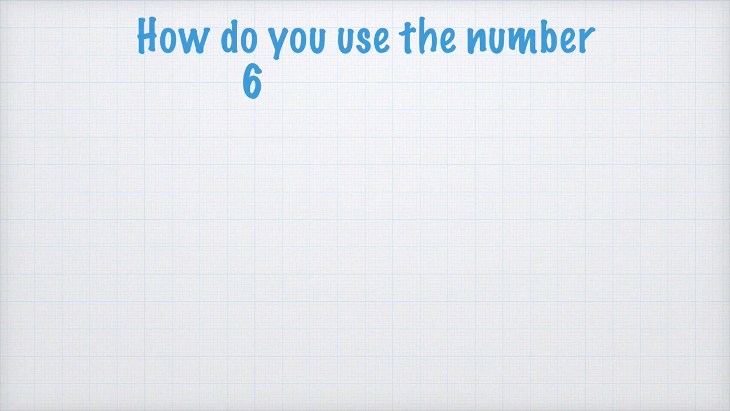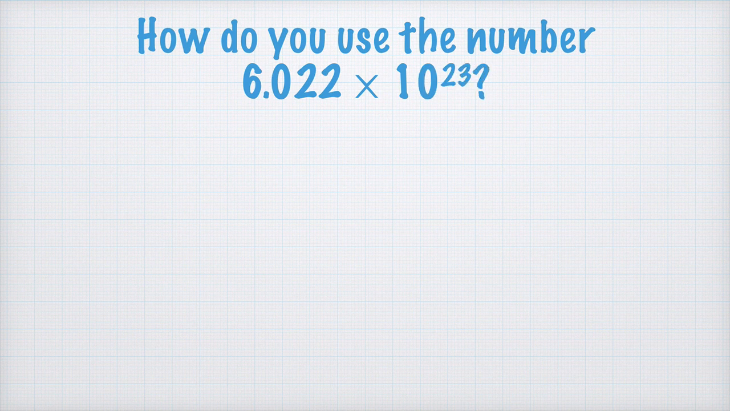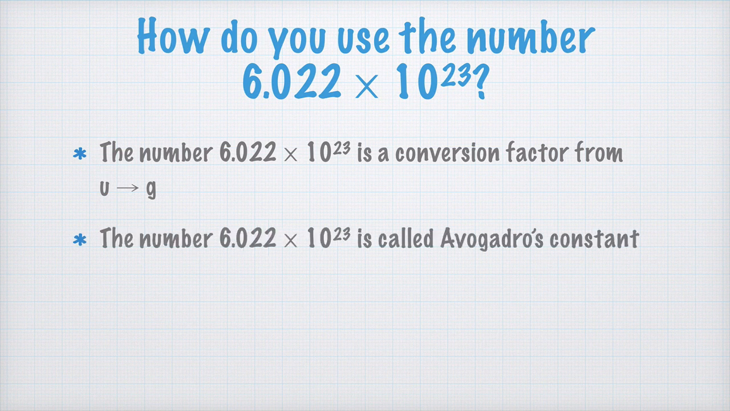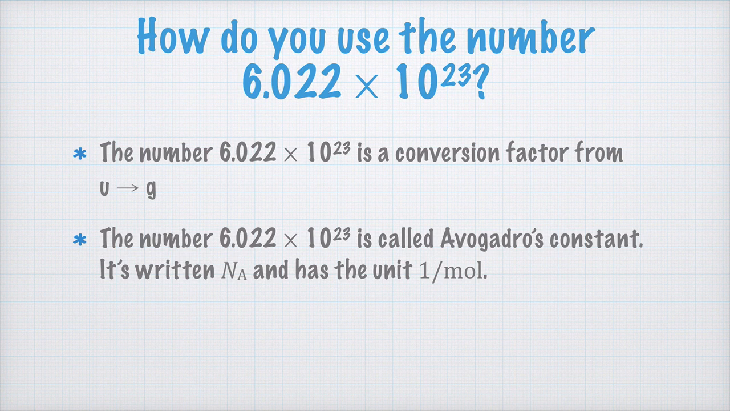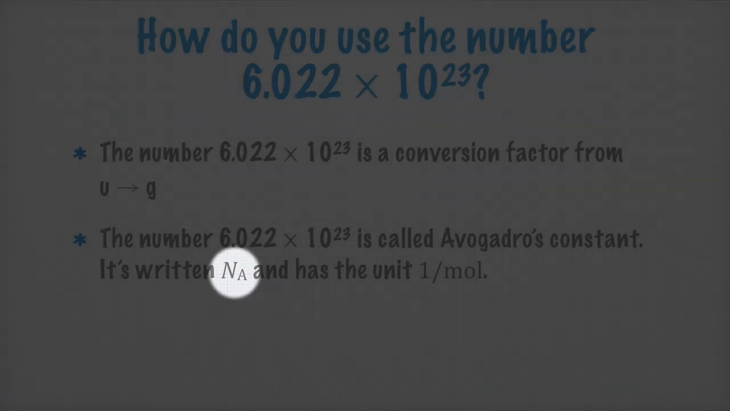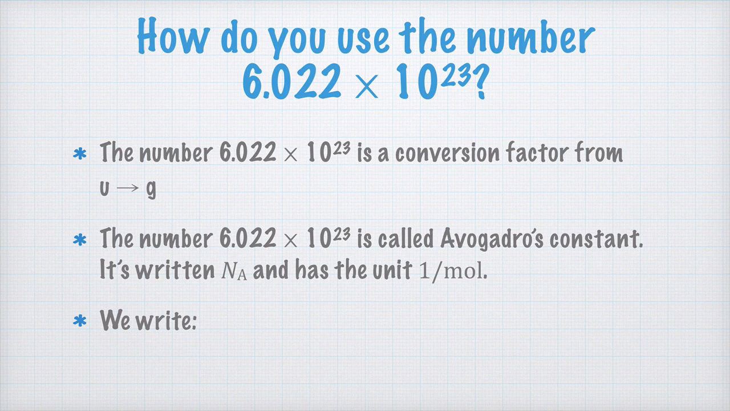So, how do you use the number 6.022 times 10 to the 23? Well, you can view it as a kind of conversion factor from atomic mass units to grams. The number 6.022 times 10 to the 23 is called Avogadro's constant, or sometimes Avogadro's number. We write it N_A, and its unit is 1 per mole. Also note that the N is in italics and the A is subscripted. That's how it's usually written. We write Avogadro's constant like this: N_A equals 6.022 times 10 to the 23 per mole.